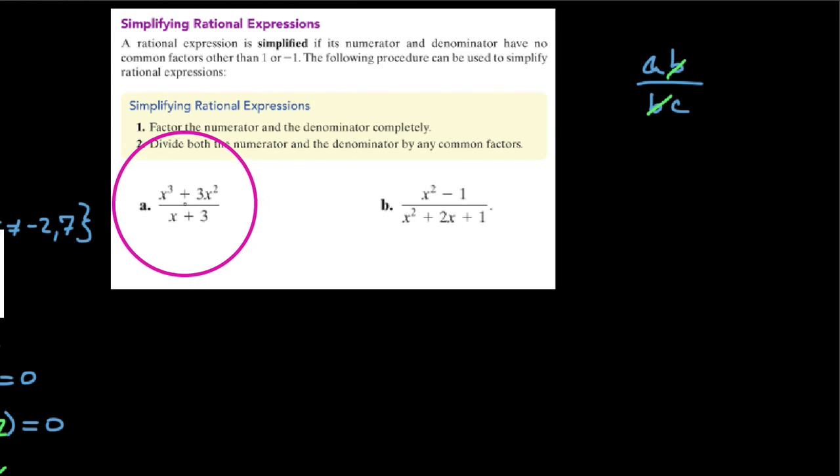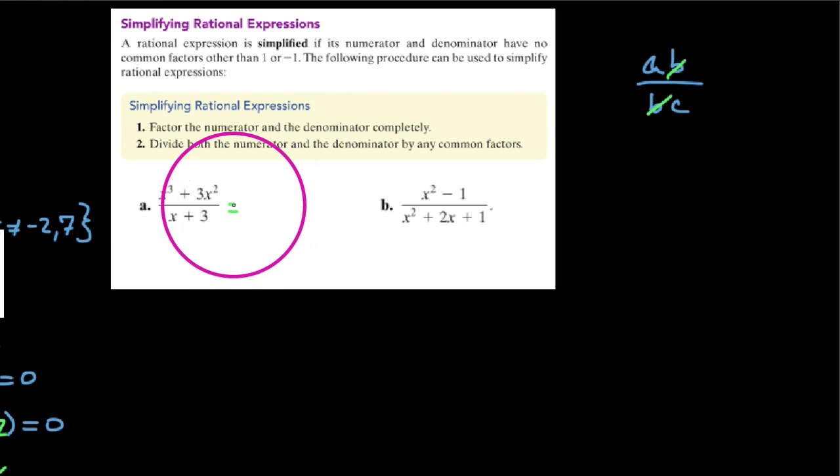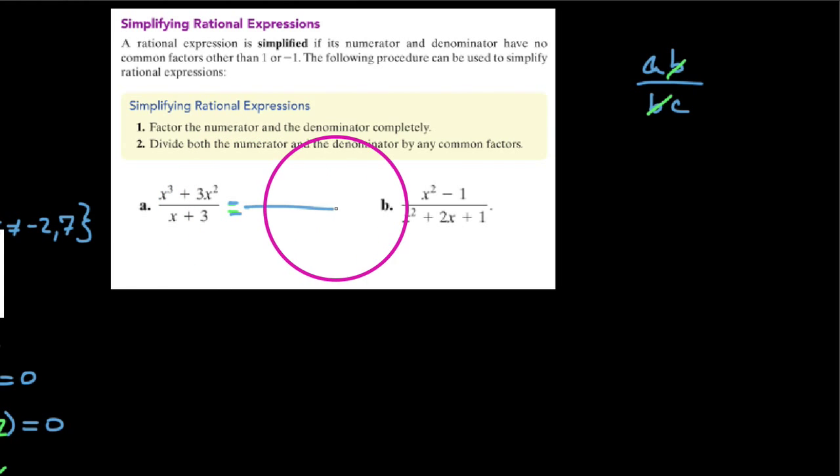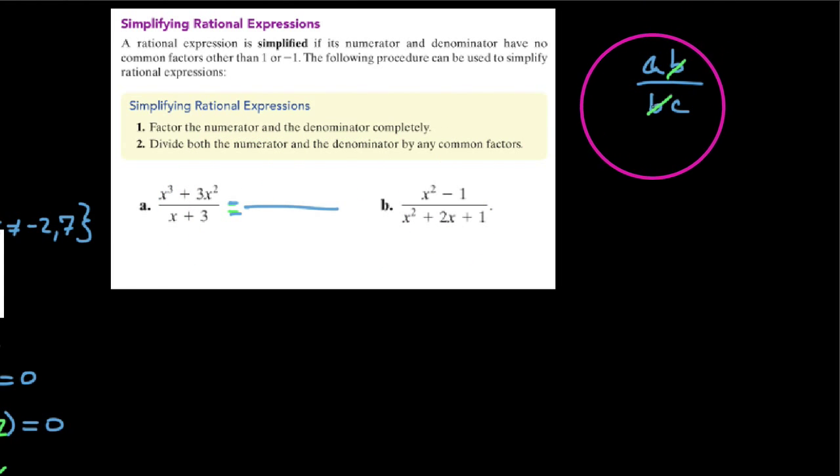The reason we factor is because, look, we've got a sum over a sum. And what do we know about writing things in factored form? Well, what you're doing is rewriting it as a product. And so we can cancel out common factors in those products.